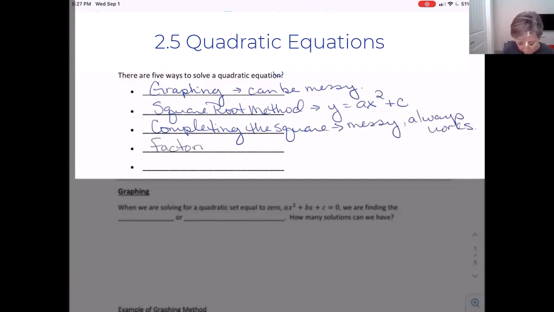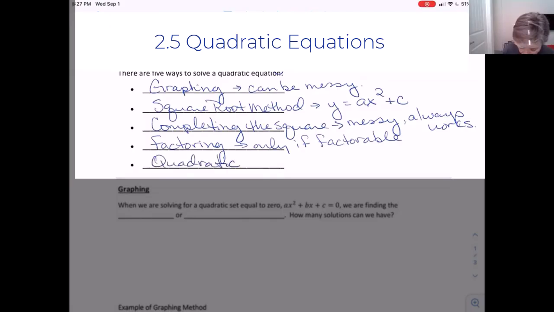We have the factoring method, but this is only if factorable. And last but not least, we have the quadratic formula. This guy always works. So we're going to go over those 5 different methods today.